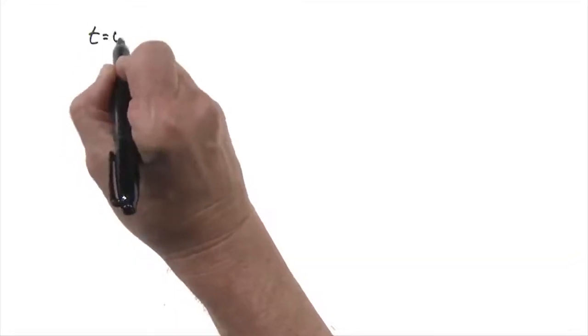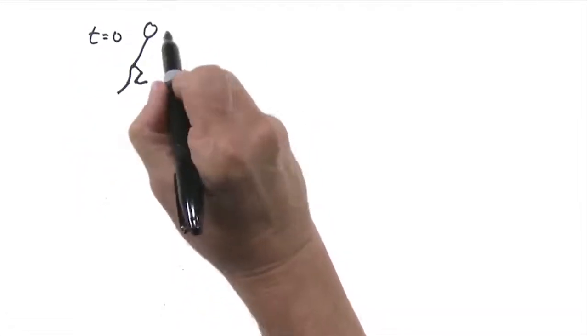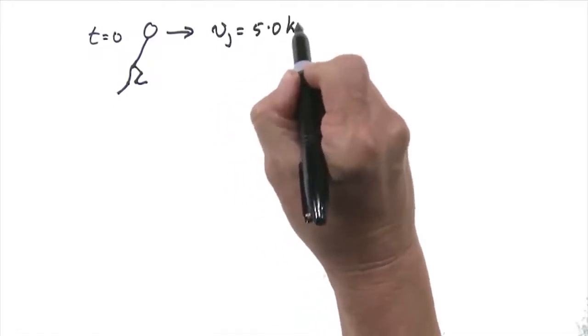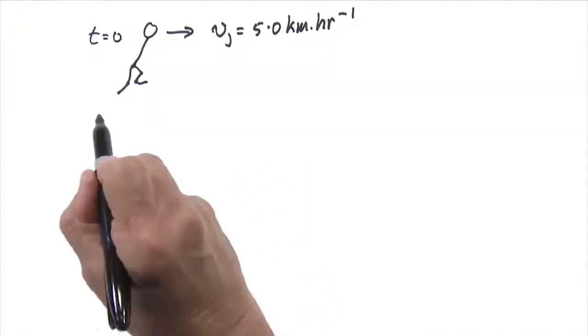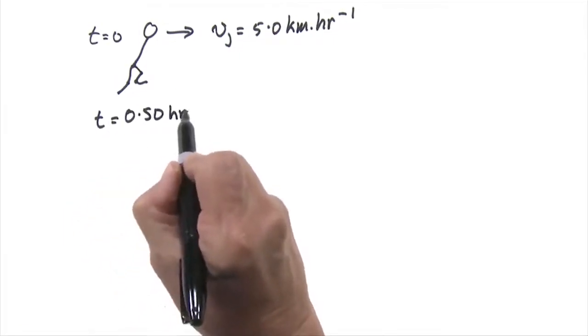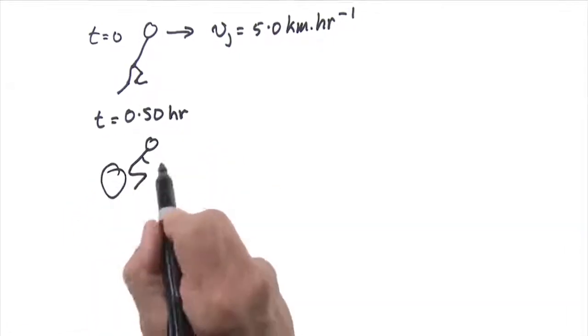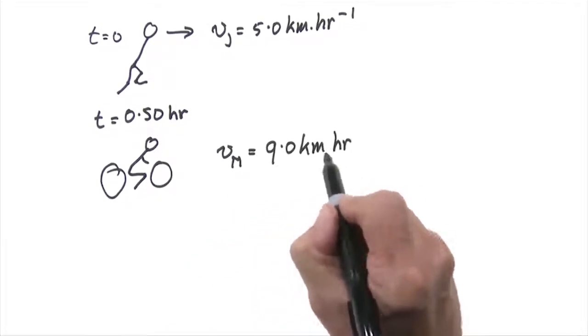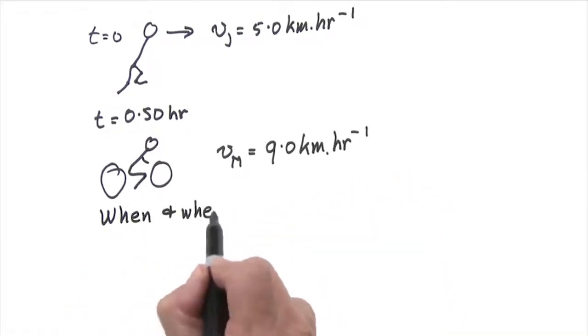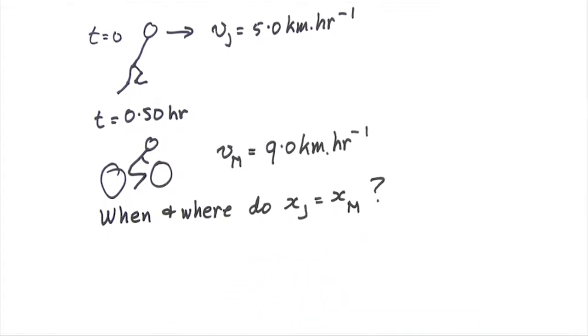Here's one. Jack leaves home, heading in the x direction and walking at 5.0 kilometres per hour. Maria leaves the same point but starts 0.50 hours later. She's bicycling in the same direction at 9.0 kilometres per hour. When and where do they meet? Let's try doing this two ways. First by algebra and then with a graph.